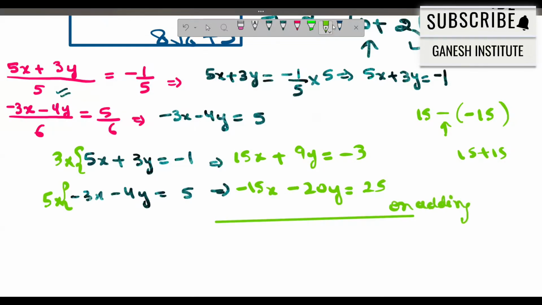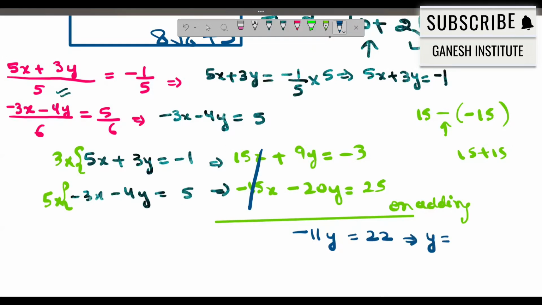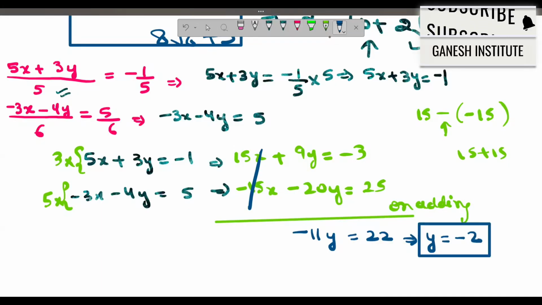So those two cancel. Then you would add, so that would be negative 11y is equal to 22. And then you would break down that y is equal to, you would divide by negative 11. So y is equal to negative 11 once you divide it further. If you divide it by minus 11, what will you get? No, negative 11. 2. Negative 2, sorry. It's okay. So I've got y. Now it's time to find out x.